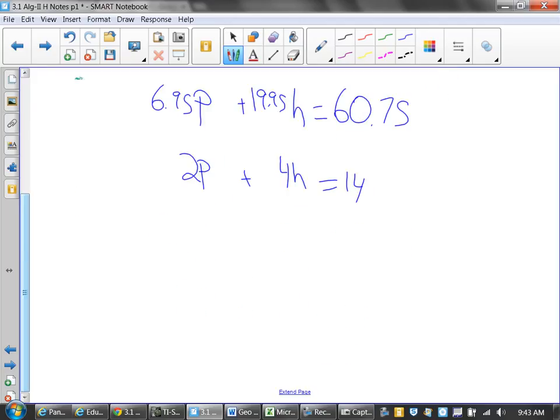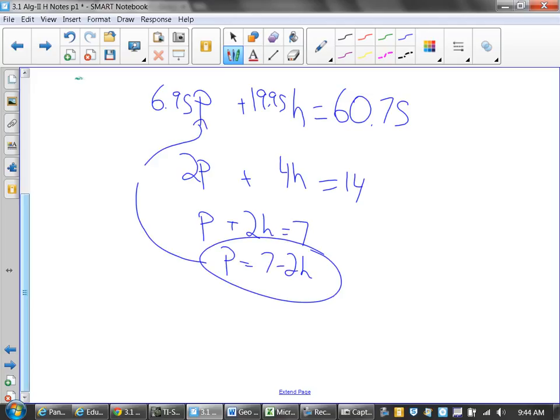I heard someone say substitution again because I'm a jerk. Yes, and here's one thing that I would do real fast. You guys all notice on the second equation here, the 2p plus 4h is 14. What do they all have in common? 2. They're all multiples of 2. I can divide everything out by 2, and I get p plus 2h is 7, so p is 7 minus 2h. Substitute in, solve for one variable.